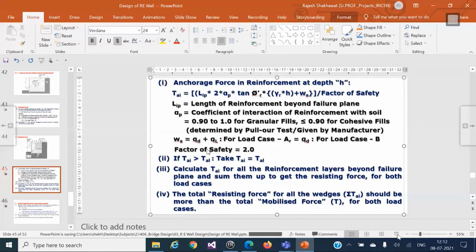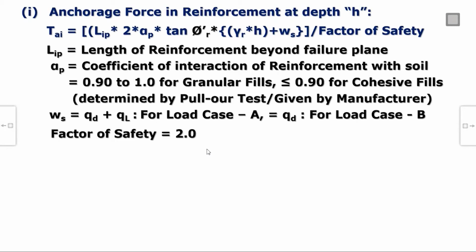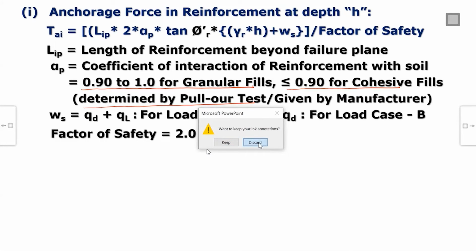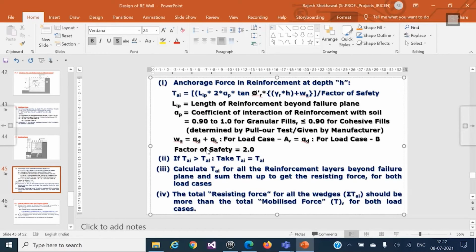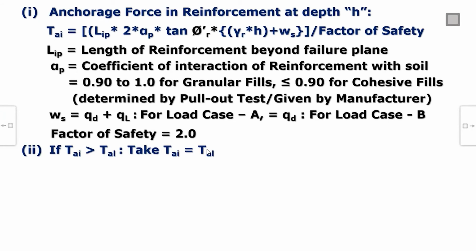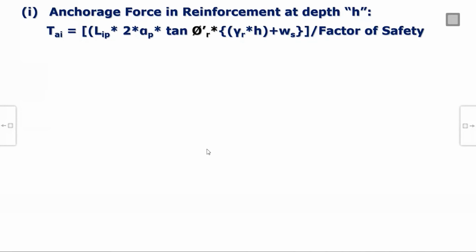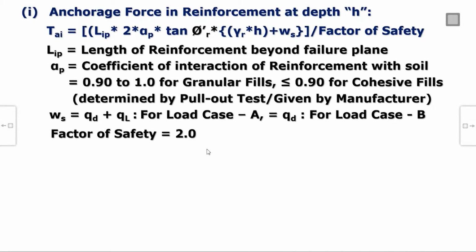This value is taken as 0.9 to 1 for granular fills because there will be more interlocking there, and should be less than or equal to 0.9 for cohesive fills. But this is determined by a pull-out test. Either you can do an actual pull-out test at site, or the manufacturer gives it to you. Normally the manufacturer gives you values for different types of soils. So this is how you get your coefficient.